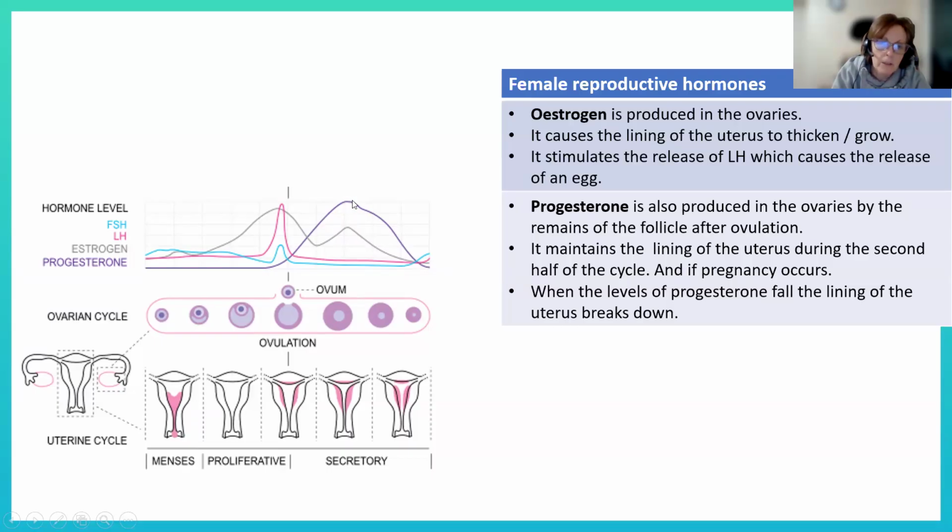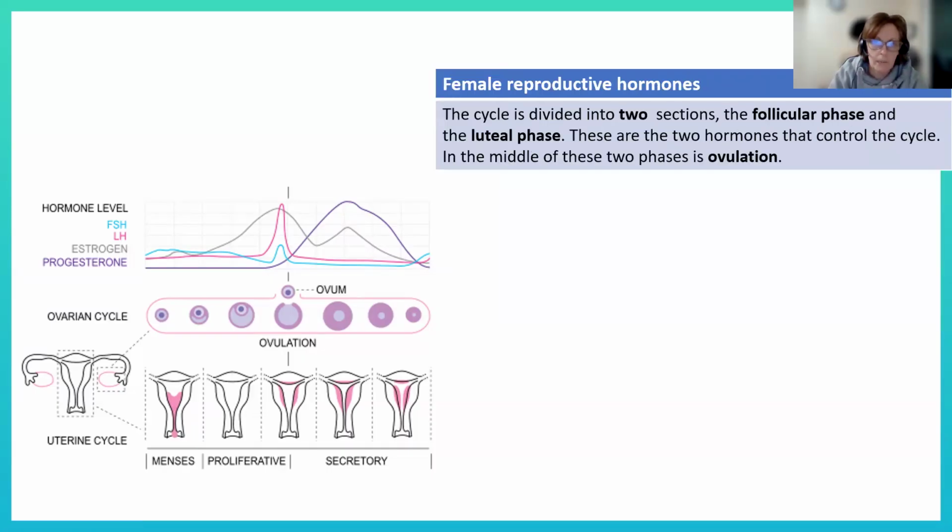But if you become pregnant during this phase, that progesterone level stays high and it maintains the lining of the uterus throughout the pregnancy, because obviously you need that uterus there. So there's two sections. There's one section called the follicular phase and another section called the luteal phase. These are the two hormones that are controlling these other hormones. So the FSH is follicle stimulating hormone. And then the middle bit is ovulation. So follicular phase and luteal phase there.